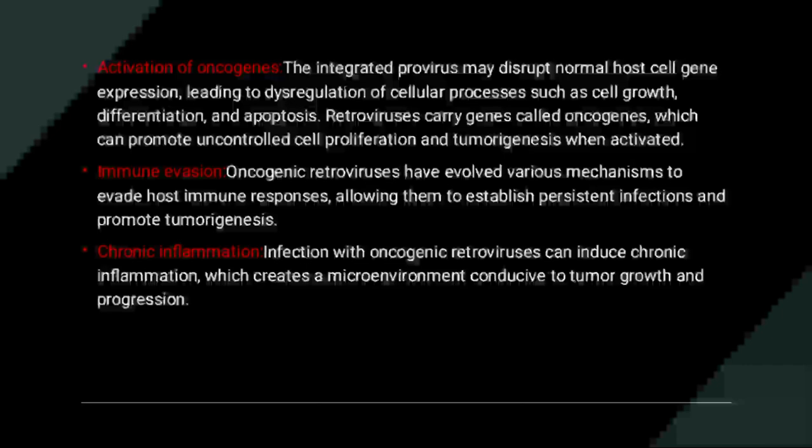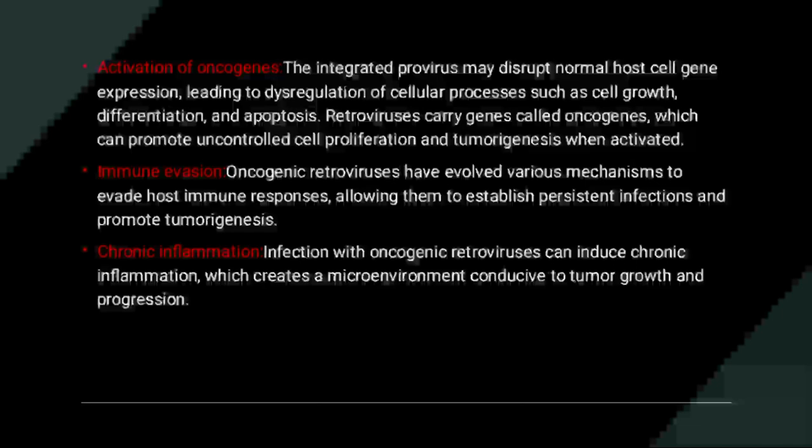Immune evasion. Oncogenic retroviruses have evolved various mechanisms to evade the host immune response, allowing them to establish persistent infections and promote tumorigenesis.